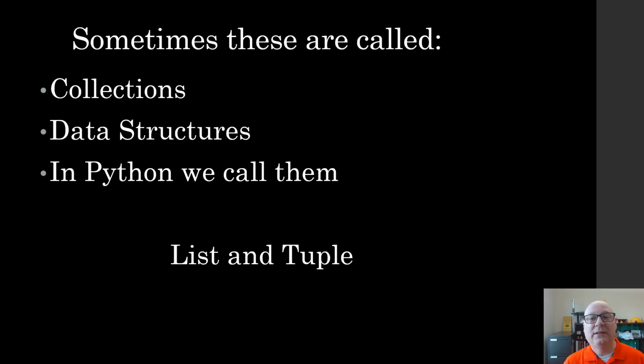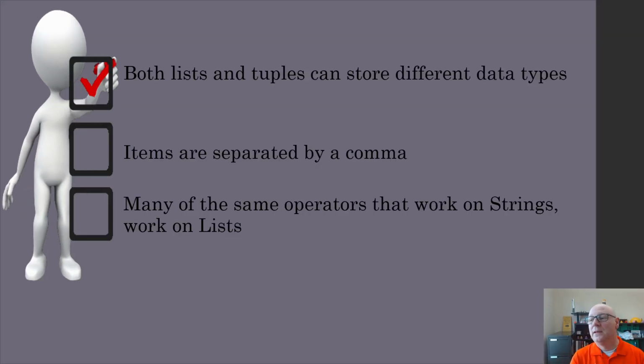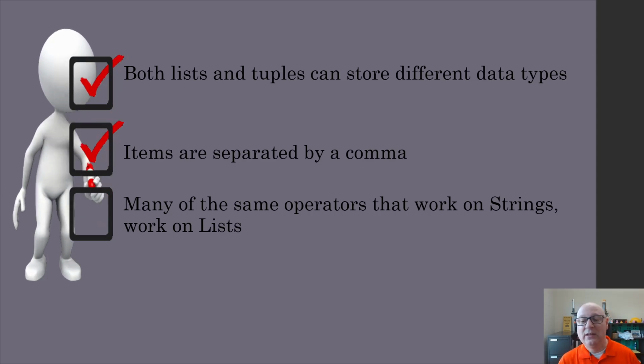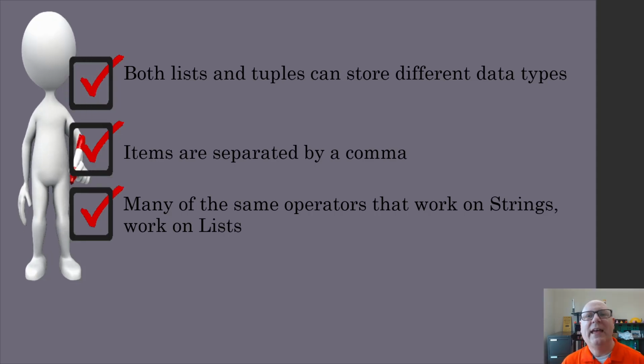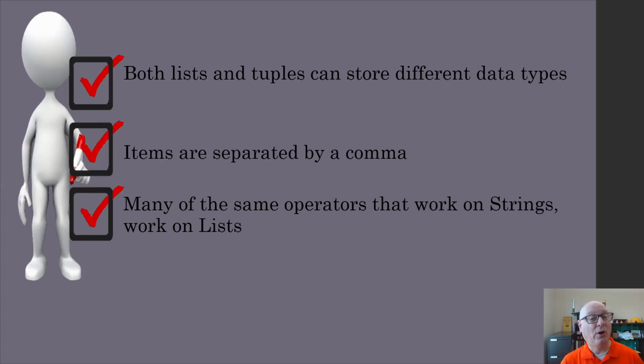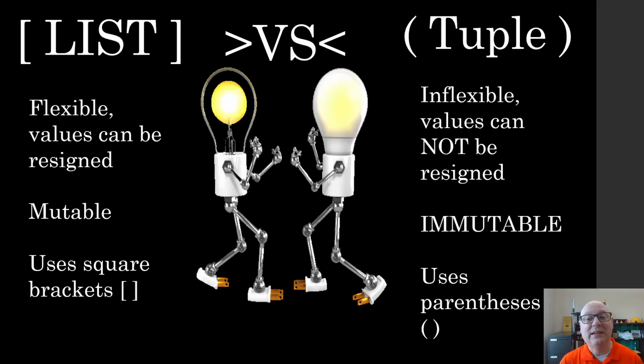In computer programming, the concept of a list is often referred to as collections and data structures. But to be specific, in Python, we're going to refer to them as the list and tuple and a little bit string. More on that later. So lists and tuples can store different types of data. Those items are separated by a comma space, and many of those same methods and functions and operators that we used on strings and we already practiced in our string lessons, we can use in lists.